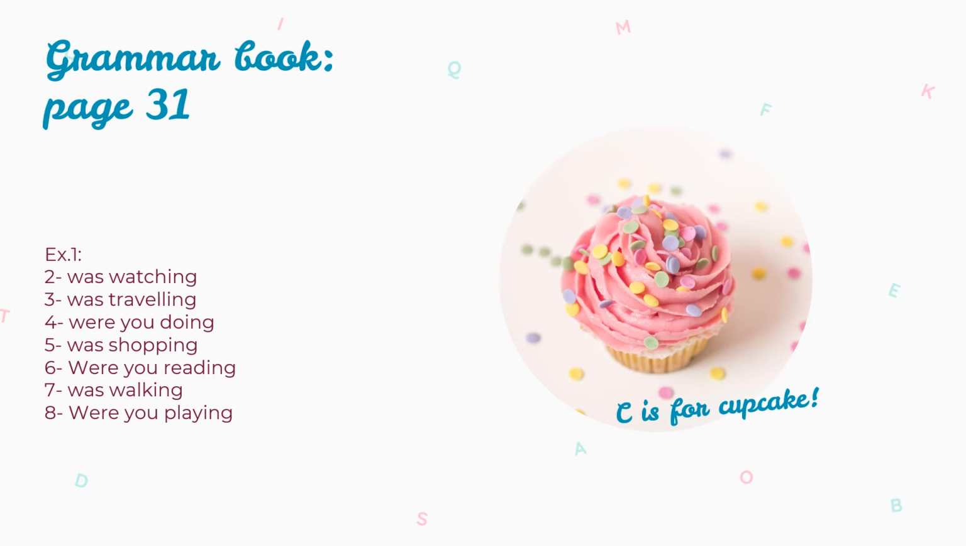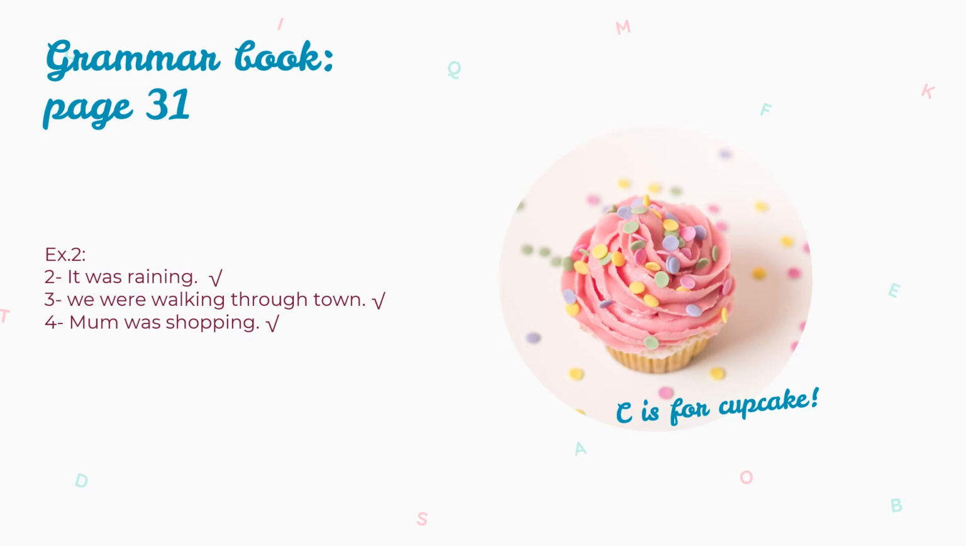So make sure that you know if the subject is singular or plural, and use the past continuous, which is was or were plus verb ing. Here are the answers of exercise 1 in your grammar book, page 30.